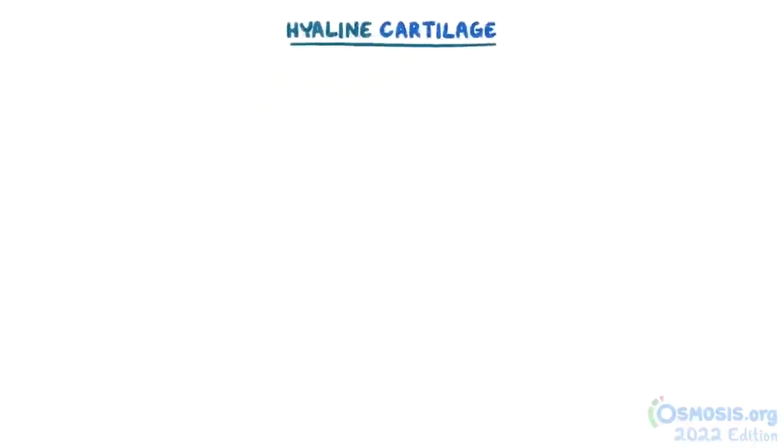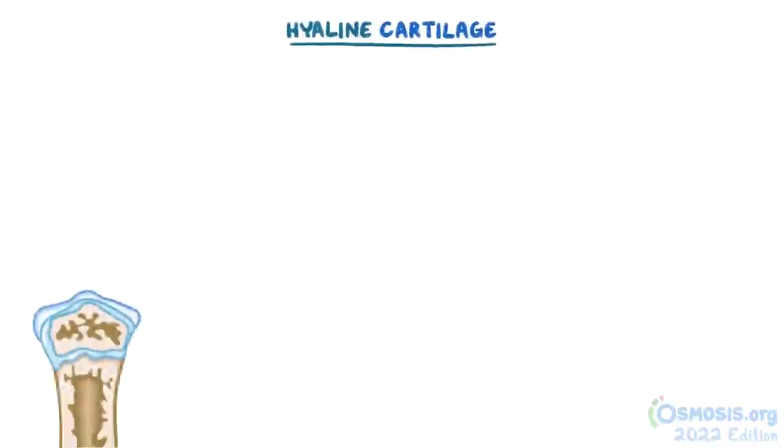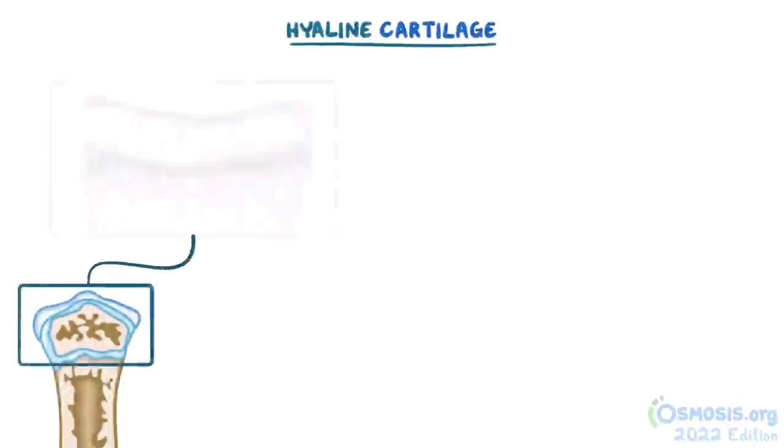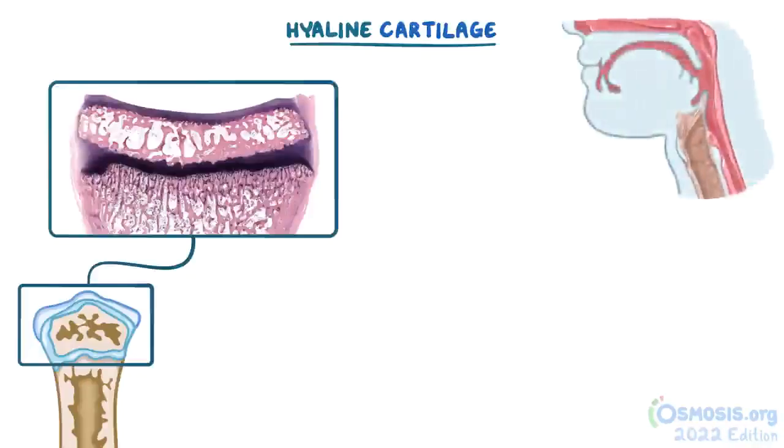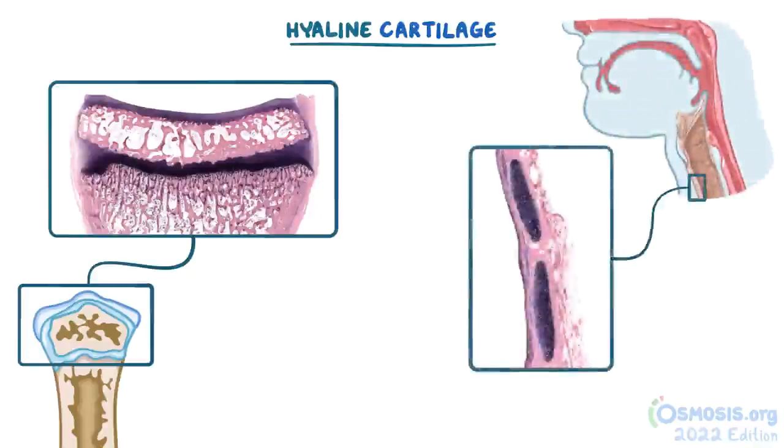First, let's focus on hyaline cartilage, which is the most common type of cartilage. This image is an example of hyaline cartilage on the articulating surface of a long bone, with the articulating surface located at the top of the image. The image on the right is a longitudinal section of the trachea, which is an example of hyaline cartilage providing structural support. Both images were stained with hematoxylin and eosin, or H&E for short. With this stain, the cartilage stains a dark purple due to its strong affinity for hematoxylin.